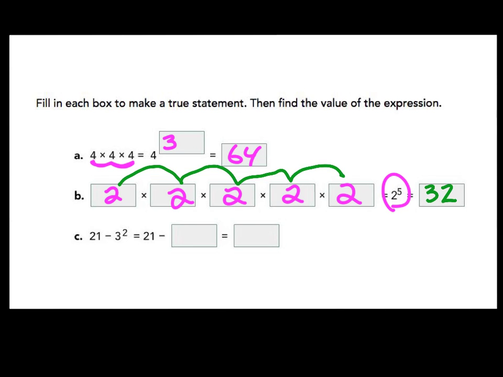Last one, we have some work to do. So first I have to figure out what 3 to the second, or 3 squared is. Well, 3 squared is 3 times 3, which is 9, so the value is 9, and 21 minus 9 is 12. All right.